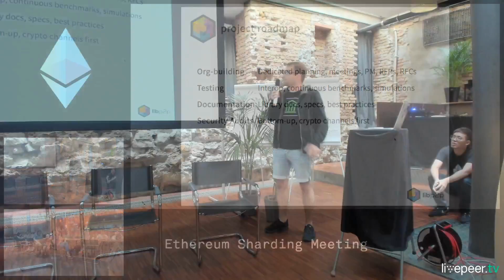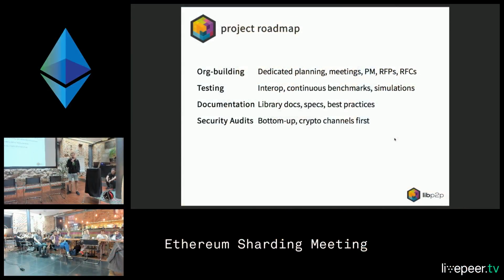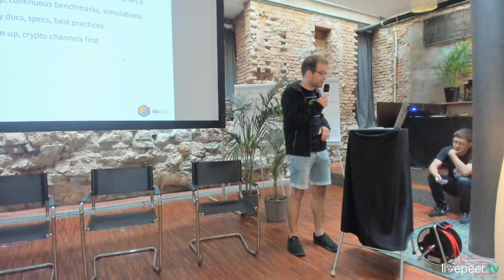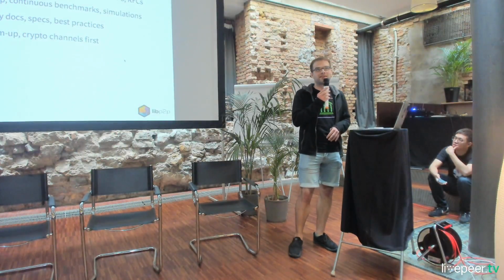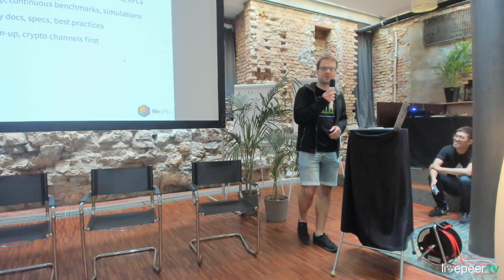So the project roadmap is, well, libp2p just this year became a first-class project of its own. So we're still doing a lot of bootstrapping of that project with dedicated plannings and RFPs and RFCs and meetings. We are going to increase the work that's put into testing, into simulations and benchmarks, interoperability testing between all those different implementations. We're going to work a lot more on documentation, which you didn't put on the list of cons, but it clearly is one right now, which we're aware of.